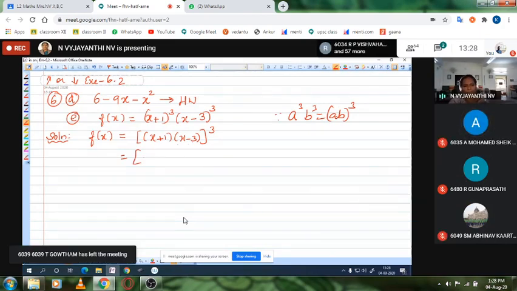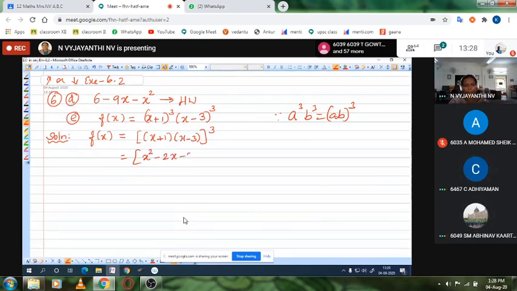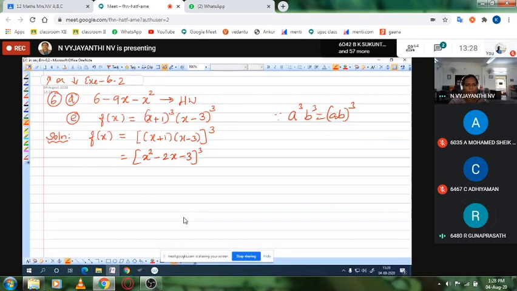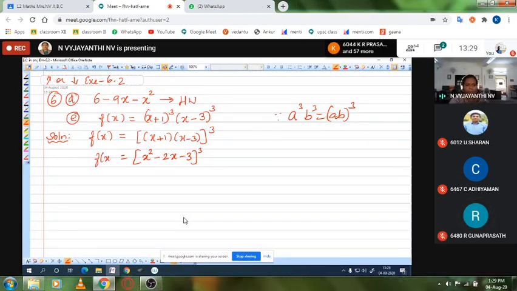So now multiply. What will you get if you multiply? X square minus 2x minus 3, the whole cube. So this is f of x. How to find f dash of x?